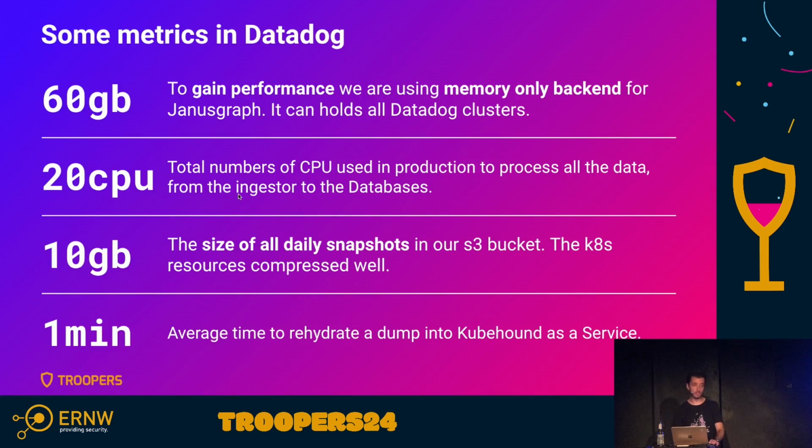Some metrics in Datadog. That's my laptop, but what we use is more like 60 gigs of RAM just for JanusGraph, which makes the queries go a lot faster. So we don't have issues. There's a lot of CPU, but the size of everything that we collect is actually not that big, about 10 gigabytes per day for all the clusters. And the average ingestion time to rehydrate, when we get the dump and push it back to the JanusGraph, is about one minute, which is pretty short.